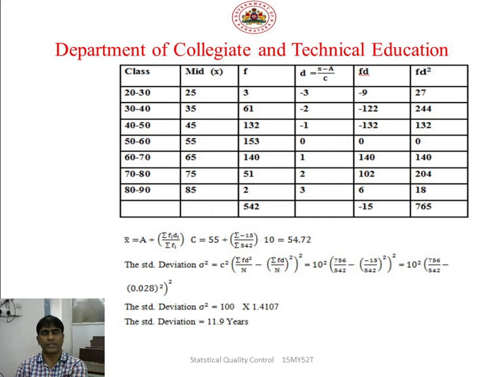The final answer is 11.9 years. So take your time and do all the calculations. I will give you 2 to 3 minutes. See all the calculations so that we can move to the next part.